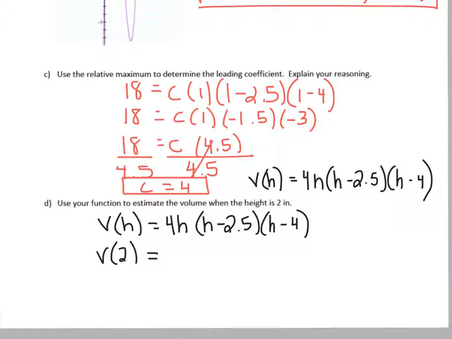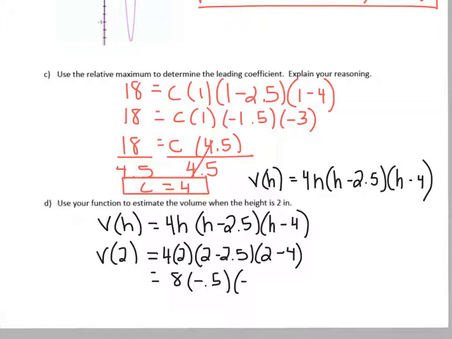So we could write 4 times 2, and then in this parenthesis we'll have 2 minus 2.5, and in this parenthesis we'll have 2 minus 4. Okay, so you don't have to keep rewriting V of 2. You could just bring down an equal sign, and that implies that whatever you write here is equal to the last thing you wrote on the left. All right, so let's just do 4 times 2 is 8. 2 minus 2.5 would be negative 0.5. And 2 minus 4 would be negative 2.